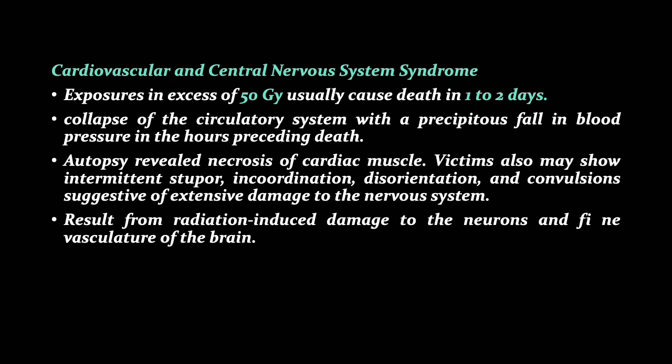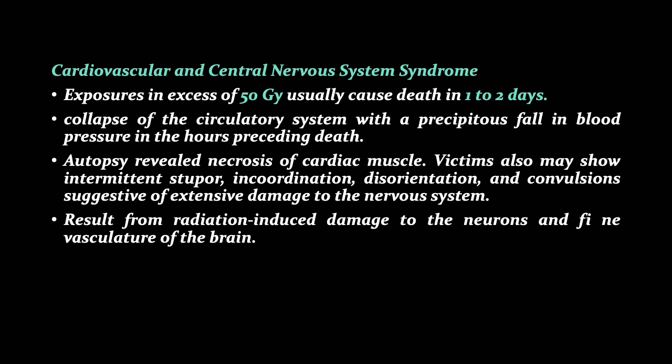Cardiovascular and central nervous system syndrome occurs when you give over 50 gray, usually for a tumor, for example a salivary gland tumor in the head and neck area. The dose is 50 gray, but because you can't give it in a single dose, it is fractionated and given. But if it's given as a single dose of 50 gray, death can occur in 1 to 2 days. There is collapse of the circulatory system and a fall in blood pressure leading to death.